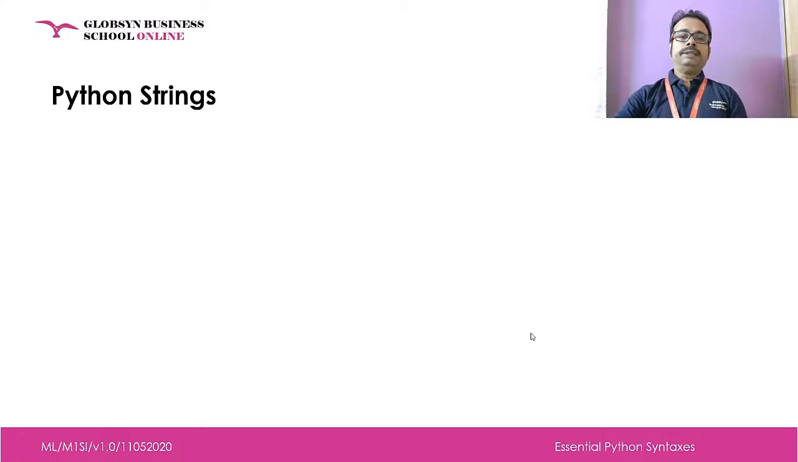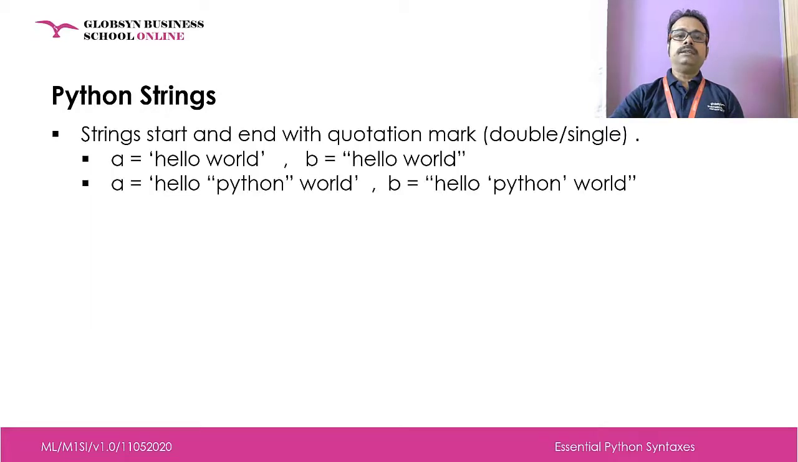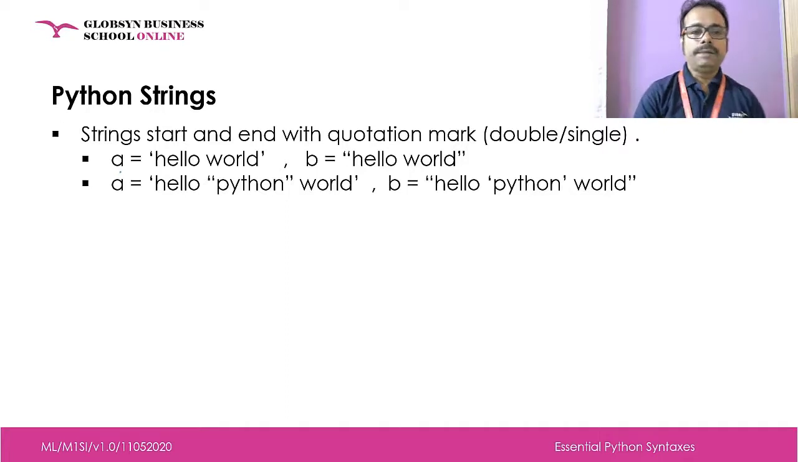Python strings. A Python string is a group of characters enclosed within double quotes or single quotes. We have an example here. The variable a stores the string hello world enclosed within single quotes. The same string is stored in b using double quotes.